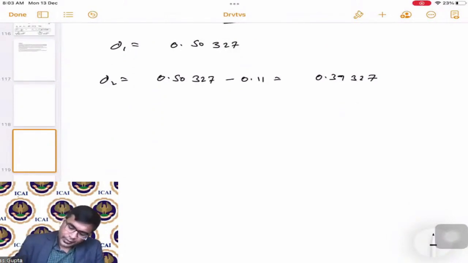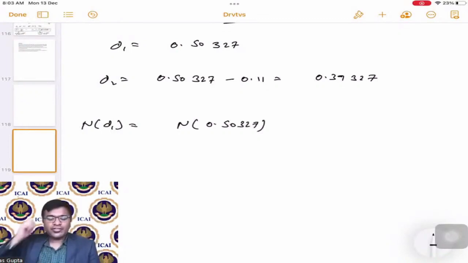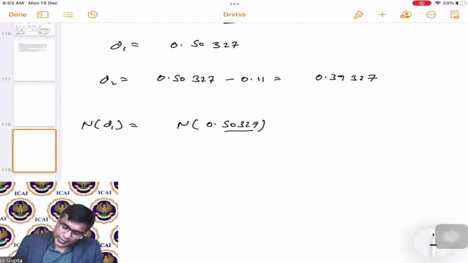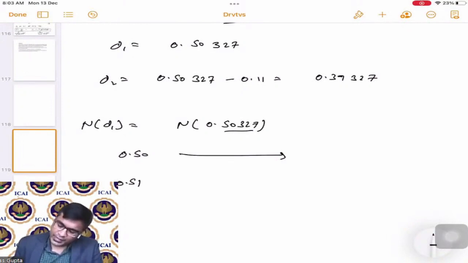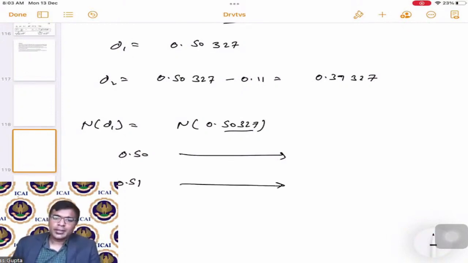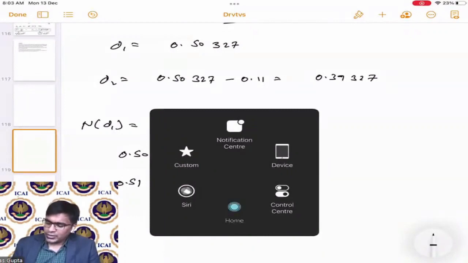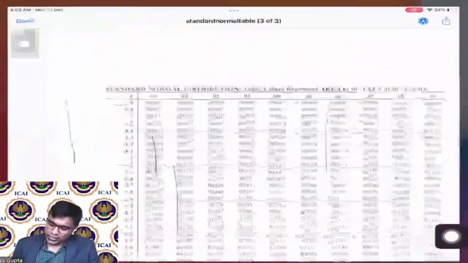Now, ND1 is equal to N(0.50327). Here also we have to apply the interpolation technique, because we don't know for these 5 figures after the decimal what the N value is. So let us do one thing. Let us take out the values of 0.51 and 0.50 from the standard normal distribution table and use the interpolation technique.